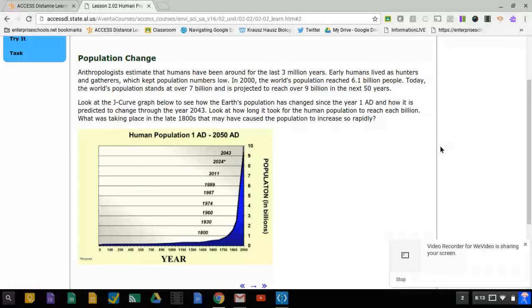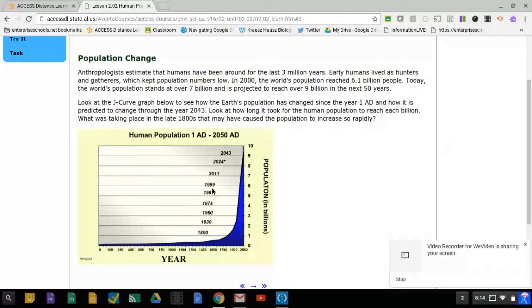So here it's very clear to see that our current human population is experiencing an exponential growth curve because it looks more like the letter J than it does the letter S. So we are definitely going through exponential growth.